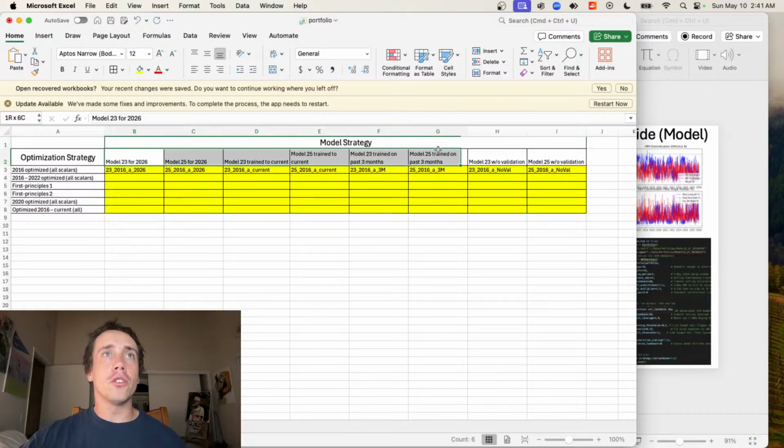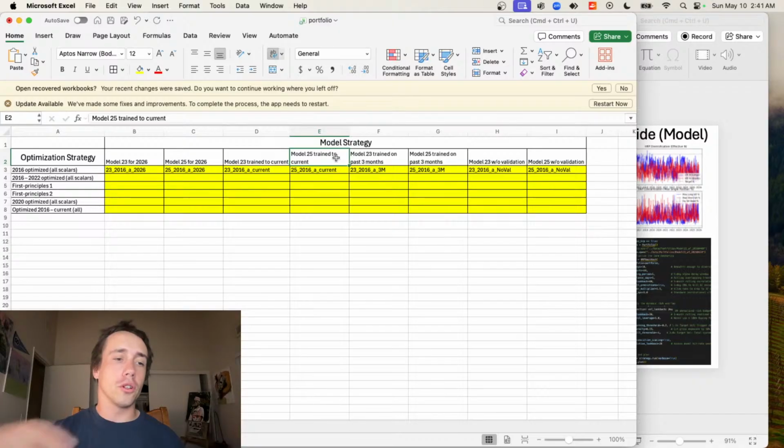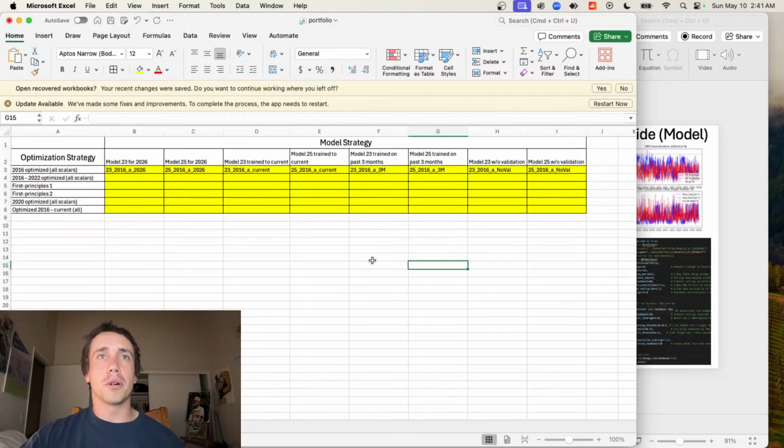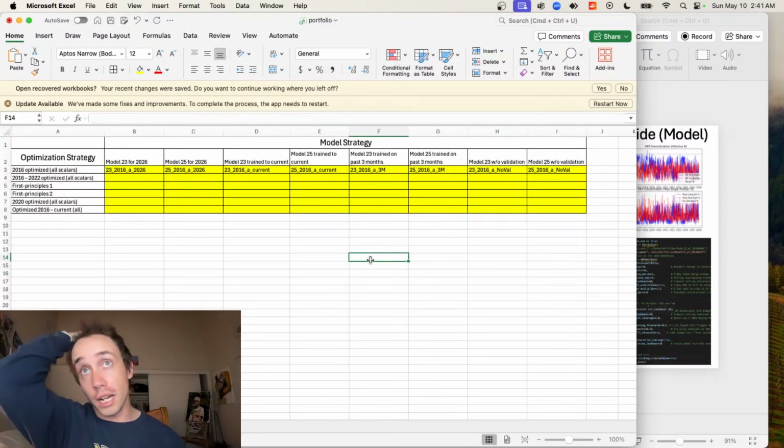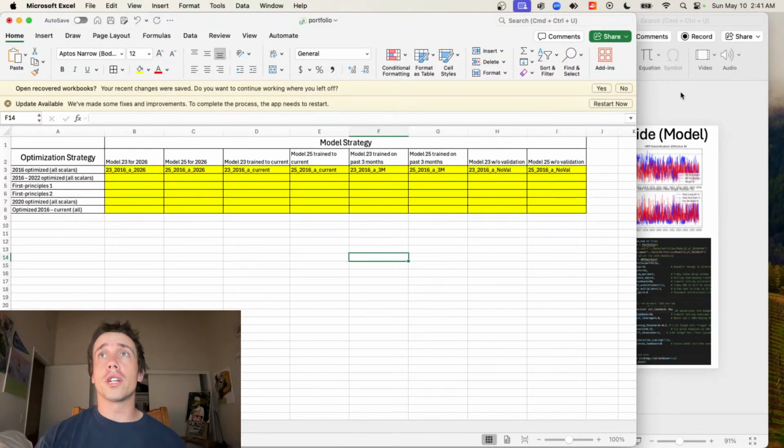And then for the models, I have these different models. So those two models I showed, but I'm going to try them trained up through the end of 2025, which is the same thing I'm doing in the walk forward. I'm going to try training it to current, so including the beginning of 2026, training it on the past 3 months, and then training it up to current without any validation, just using the hyperparameters that I got from the walk forward analysis. So that's what I'm working on now.